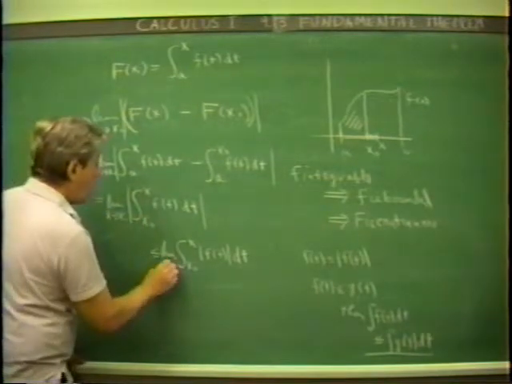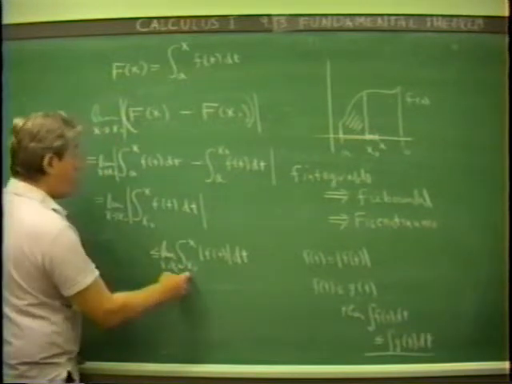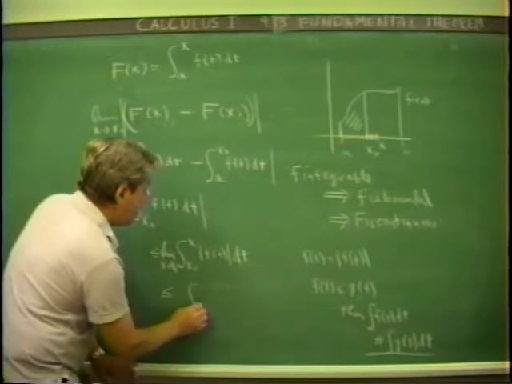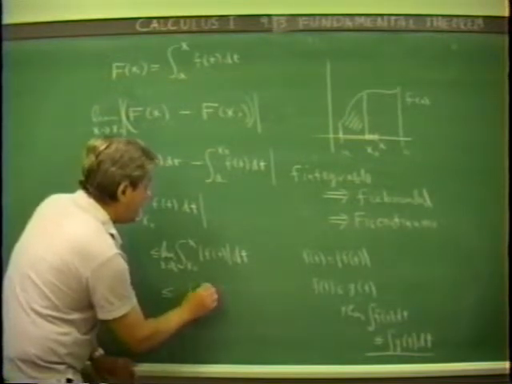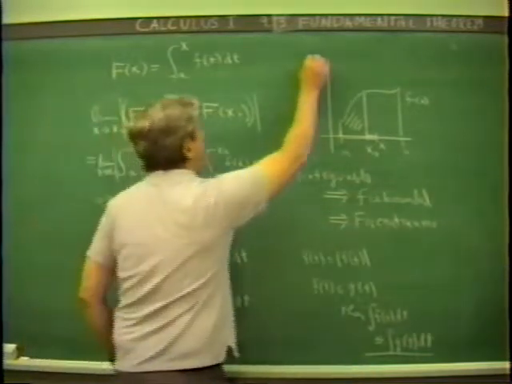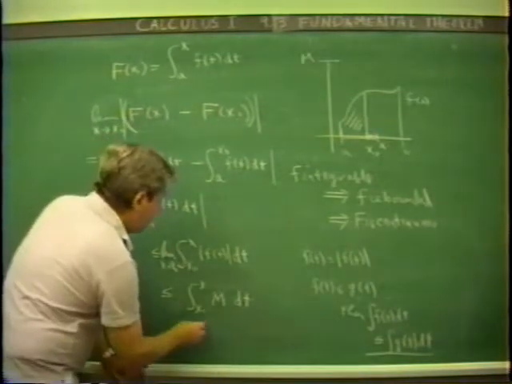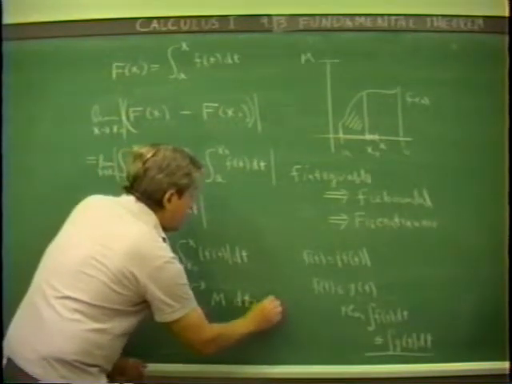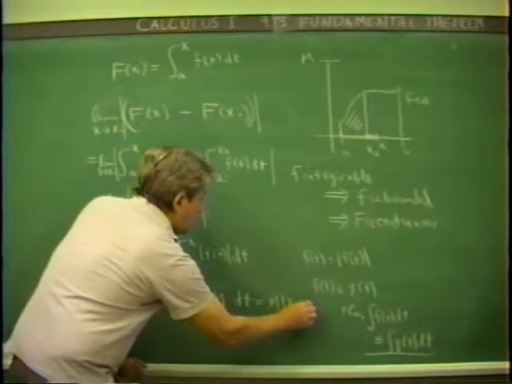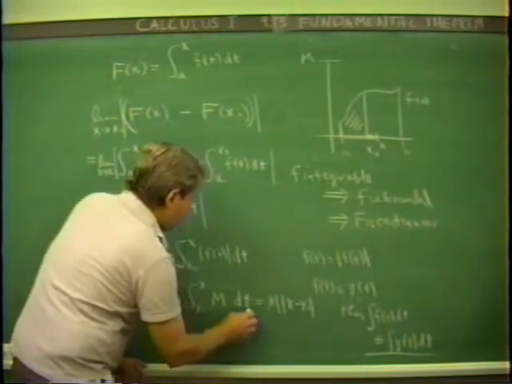So this limit here, as x approaches x naught in each case, is going to be less than or equal to this limit, providing it exists. We want to show it's 0. Right? But now, absolute f of t is less than or equal to M. So this is less than or equal to the integral from x naught to x of M dt, where capital M is a bound on the function f. We know it's bounded. The integral of M dt is M times x minus x naught.